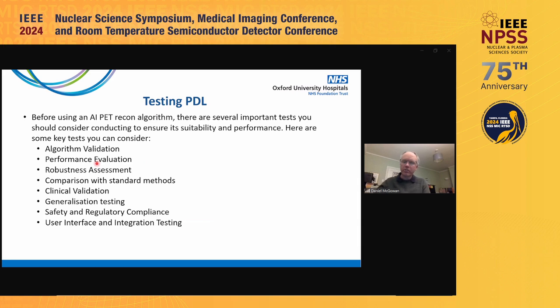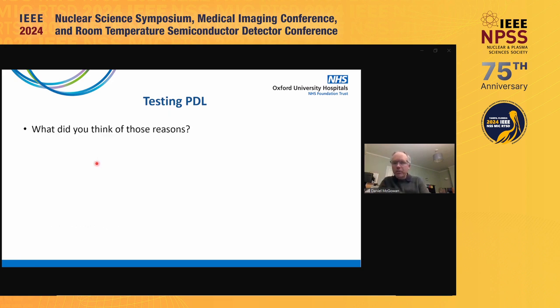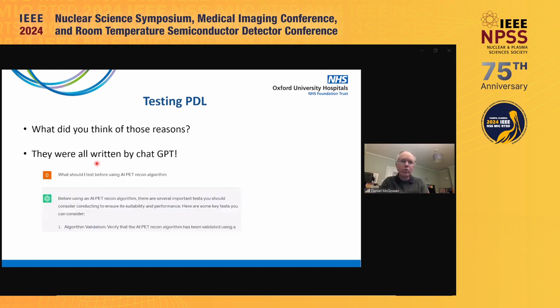So in order to test an algorithm, there's different things you might want to think about. These are some of the things that you might want to consider. So what did people think of those reasons? Obviously, I'm not there in the room, so I'll just assume some people are nodding, some people are shaking their head. But all those ones are actually written by ChatGPT.